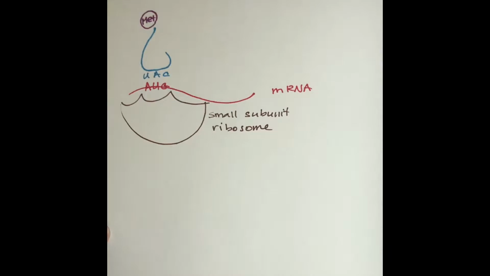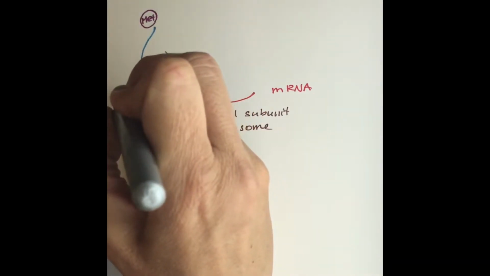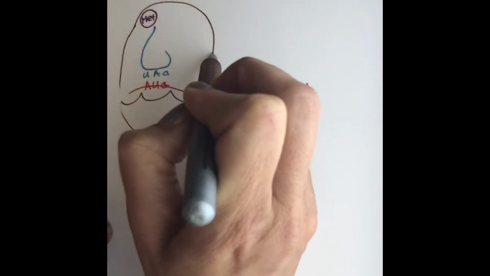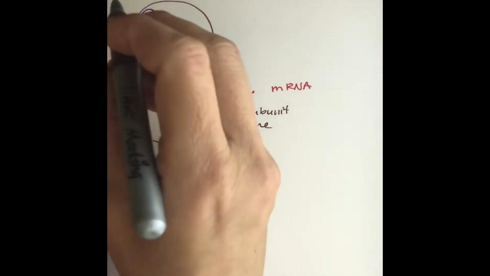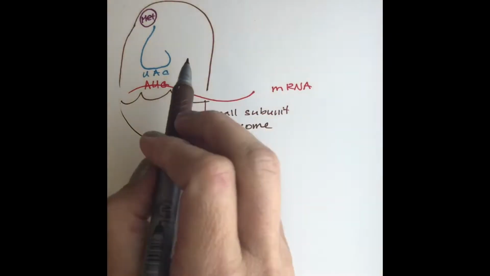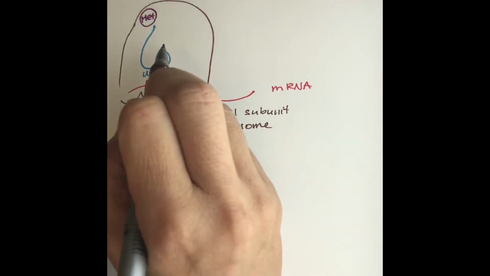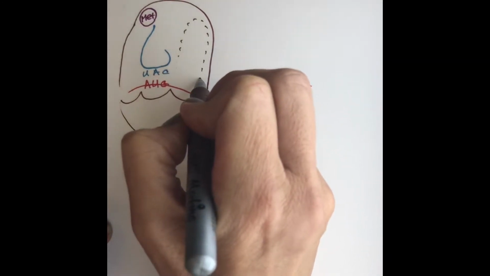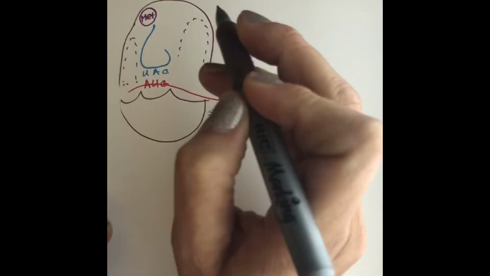Once this part has assembled, now the large subunit of the ribosome can assemble on top of this, and it's going to assemble up here on this part. There we go. That's not so bad. So here's the large subunit of the ribosome. And the large subunit is going to have 3 spots in it that a tRNA can fit in. So this spot here is called the peptidyl site. It's also going to have a site called the amino acyl site and a site called the exit site.